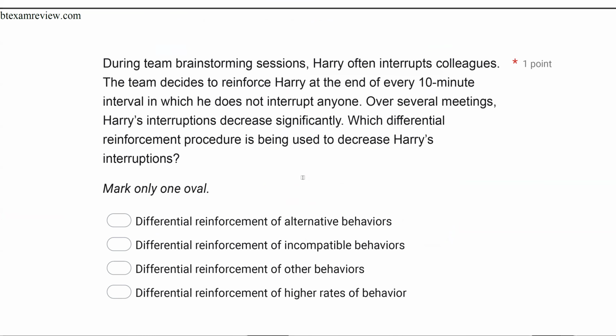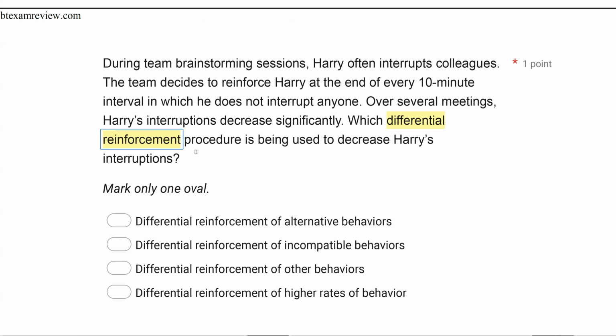During team brainstorming sessions, Harry often interrupts colleagues. The team decides to reinforce Harry at the end of every 10-minute interval in which he does not interrupt anyone. Over several meetings, Harry's interruptions decrease significantly. What differential reinforcement procedure is being used to decrease Harry's interruptions? So we know immediately it's a differential reinforcement question.